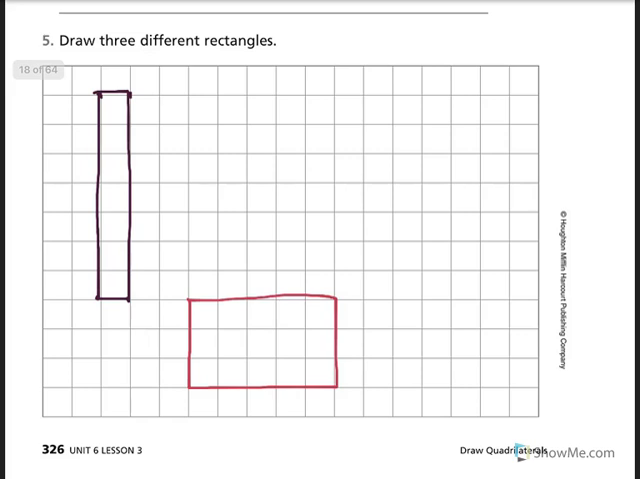And then I'm going to do, now you might be thinking that's a square. It's also a rectangle. A square is the most specific thing. It's a quadrilateral, a polygon, a parallelogram, a rectangle, a rhombus, and a square. Squares are crazy.